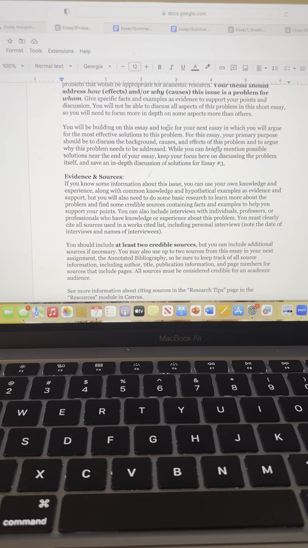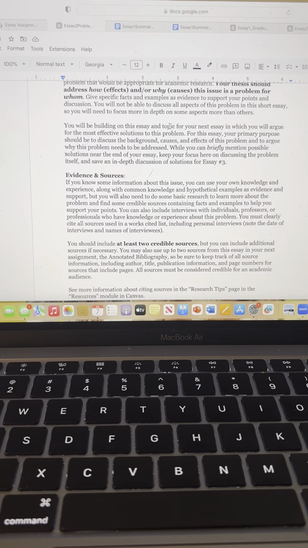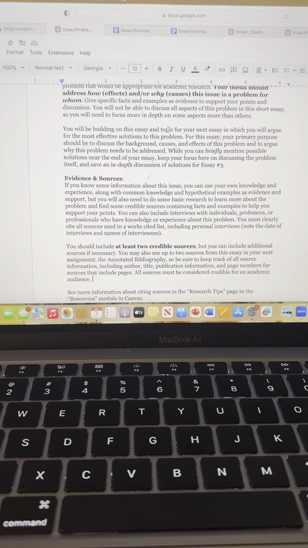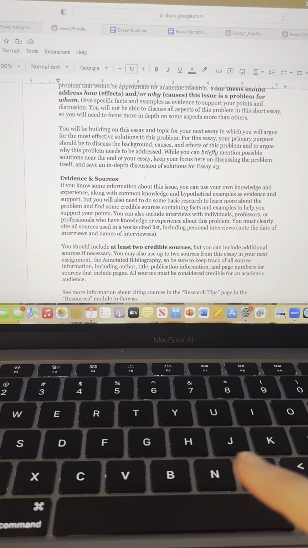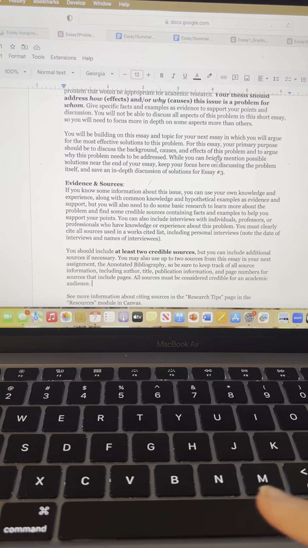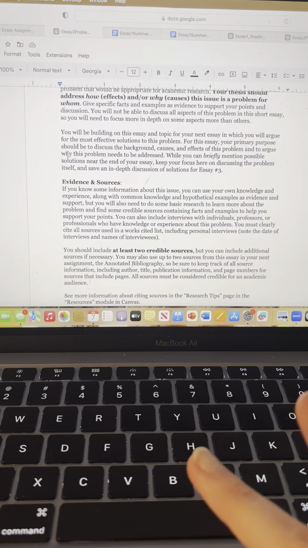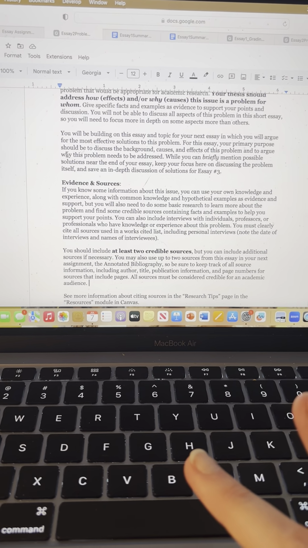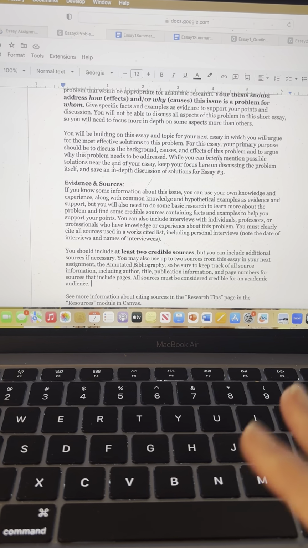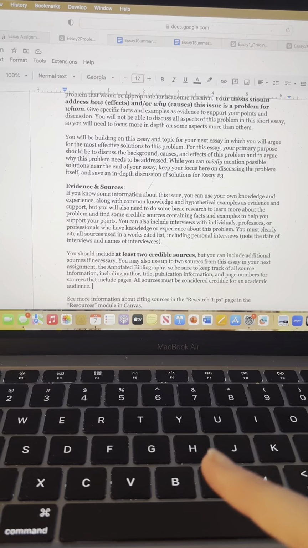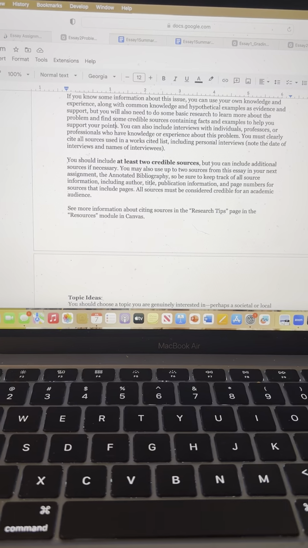So choose something you are interested in. When you work on the next essay, you'll be discussing solutions. So you don't want to focus on this paper about solutions. You're discussing the problem. Your primary purpose is to discuss the background, causes, and effects of this problem and to argue why this problem needs to be addressed. While you can briefly mention possible solutions near the end, you want to keep it to just the problem. Did I make that clear? Hopefully I did. But we'll spot some of those issues in your drafts.